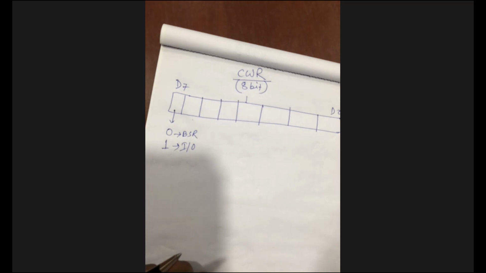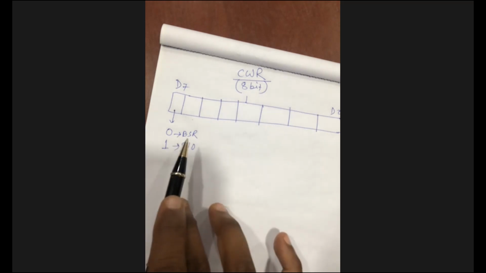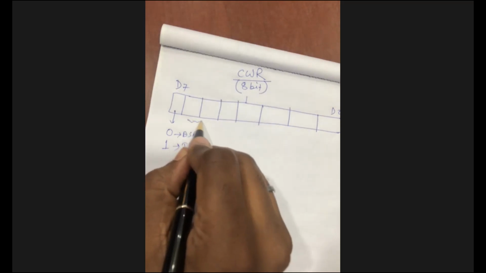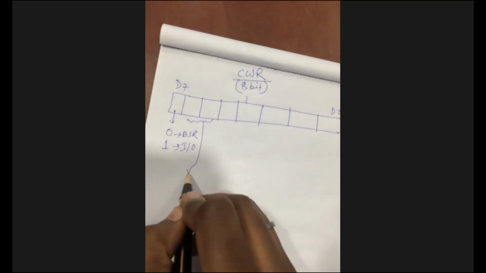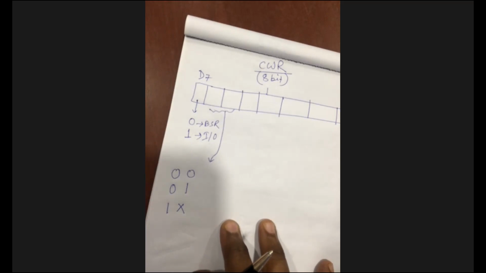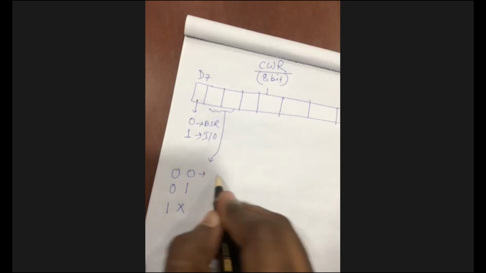BSR full form is bit set reset. IO mode is an input output mode. I will talk about the BSR mode later on. First I am talking about the IO mode. If it is the IO mode, then these 2 bits may be 00, may be 01, or may be 1x. 1x means 10 or 11.